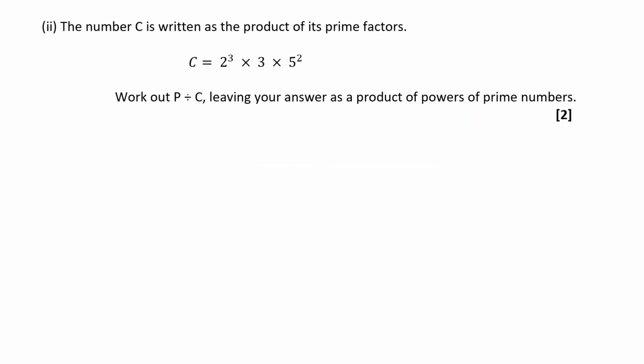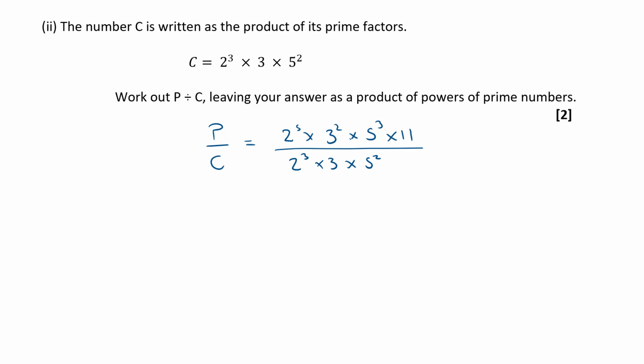Part 2 says the number C is written as a product of its prime factors, and C is 2 to the power 3 times 3 times 5 squared. Work out P divided by C, leaving your answer as a product of powers of prime numbers. Right, so P divided by C is what we're after. We know P, we've given it in the last question, so that's 2 to the power 5 times 3 squared times 5 cubed times 11, and we're going to divide that by 2 cubed times 3 times 5 squared.